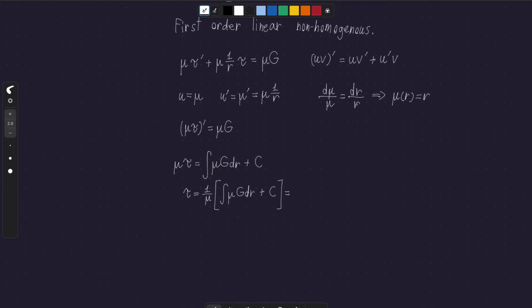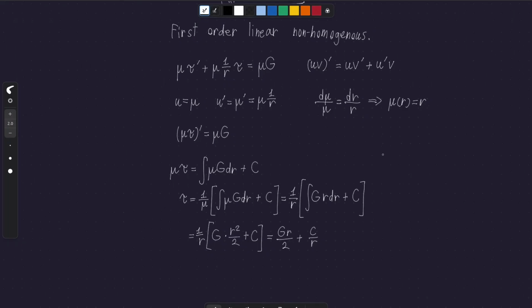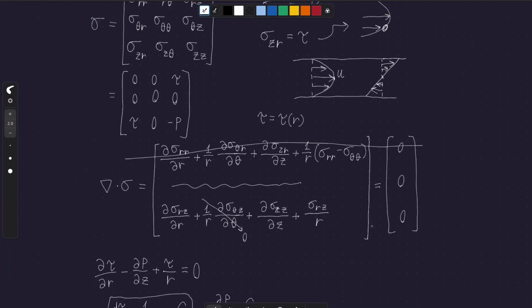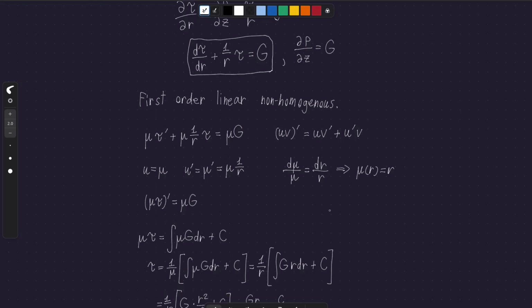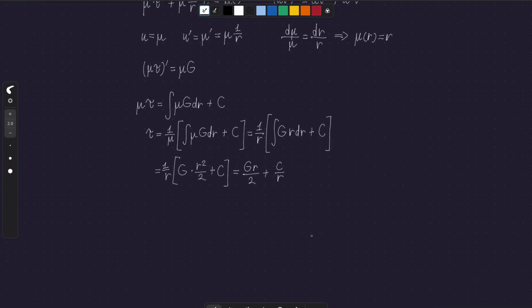We can plug in r, so mu equals r. We solve the integral. It's just r squared over 2. Nice. But we do not know c, so we need a boundary condition. And if you remember from earlier, the shear at r equals 0 is 0. There's no shear in the middle.